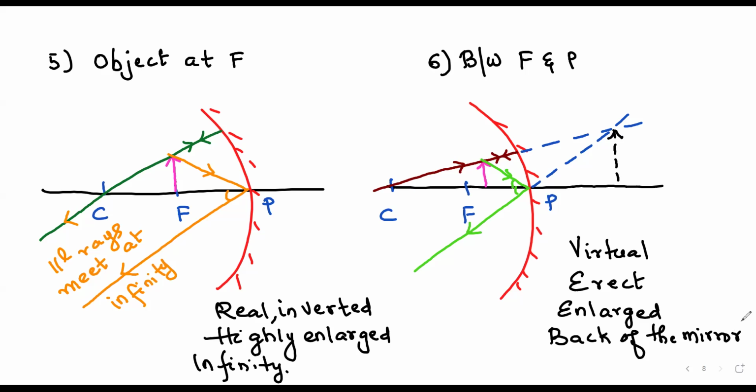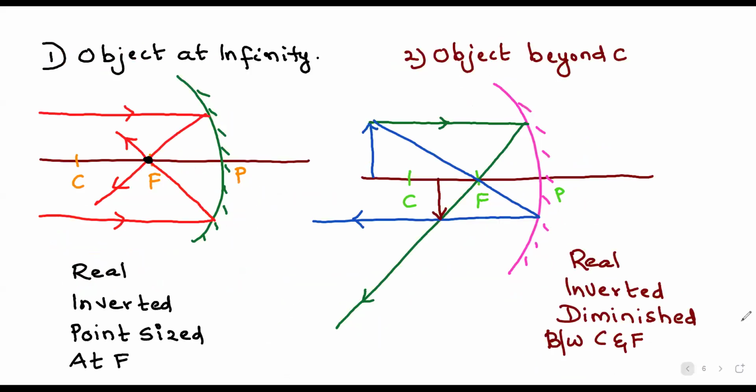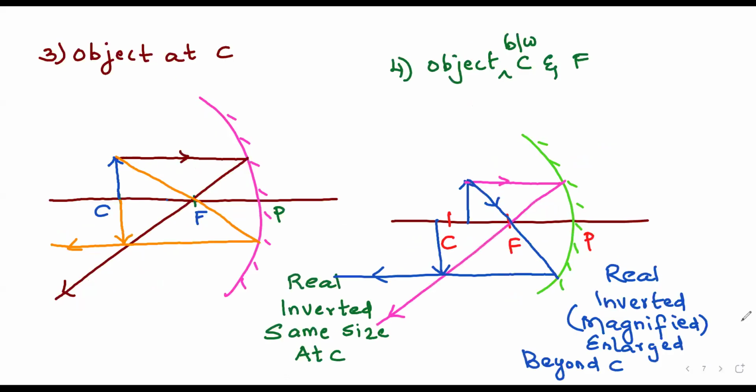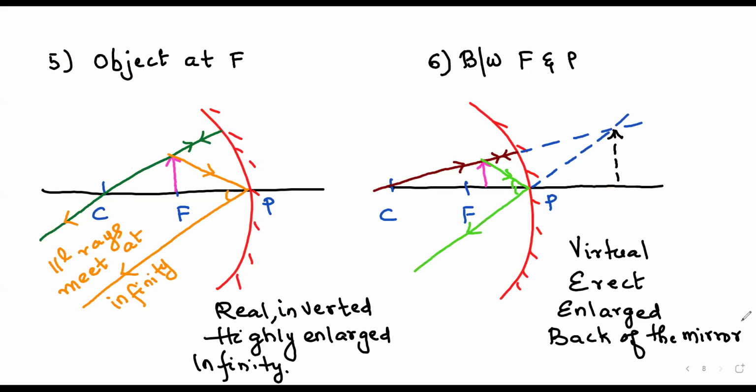So in a concave mirror, you will get both the types of image. That is, you will get real and virtual. You will get diminished and enlarged. You will get erect and inverted. So all types of image formations are possible in concave mirror. Same size, diminished, enlarged, point size, highly enlarged. So concave mirror has all types of image formations.